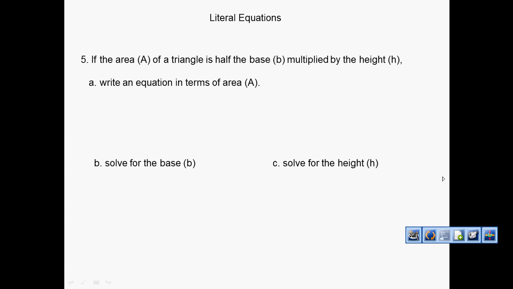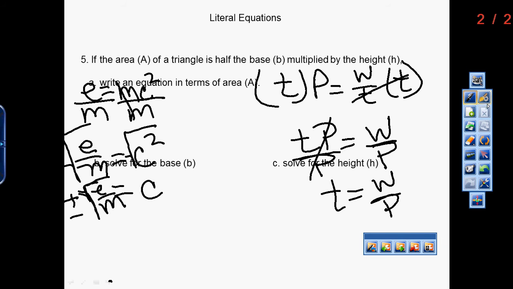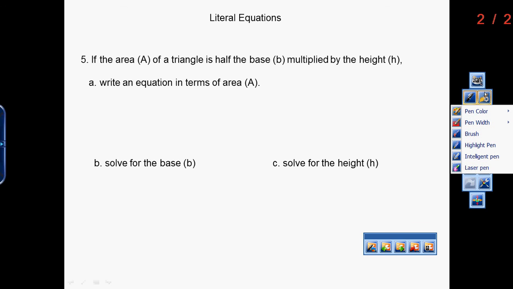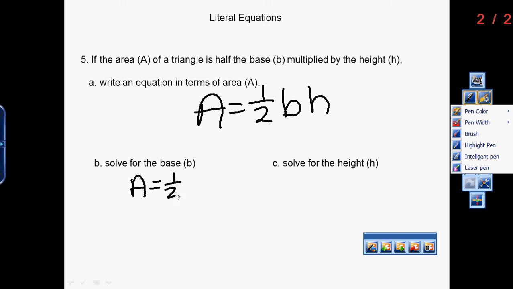Well, now we have two questions that they're asking us. So I recognize now that what they're asking is to write an equation in terms of area when it comes to a triangle. Well, we all know the equation that I'm going to have is area equals 1/2 base times height. So now they want me to solve for the base.